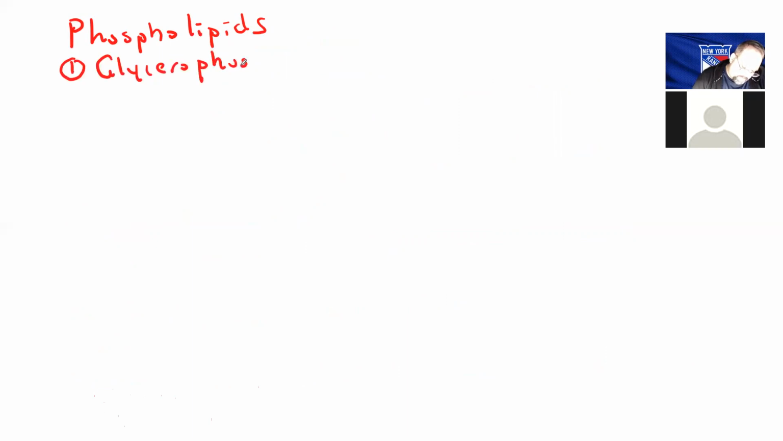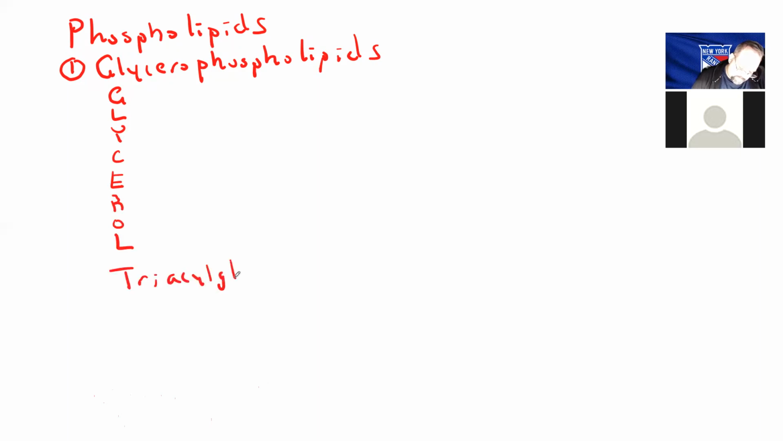So the last 2 types of lipids that are ester-like fall under the category of what are known as phospholipids. The first type are what are known as glycerophospholipids. So one of the ways to explain them is when you think about a triacylglycerol. You know, I like to think about the glycerol portion as the backbone of the structure.